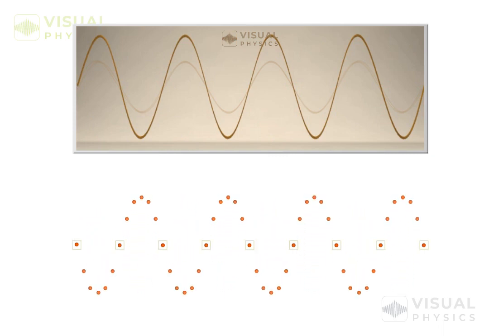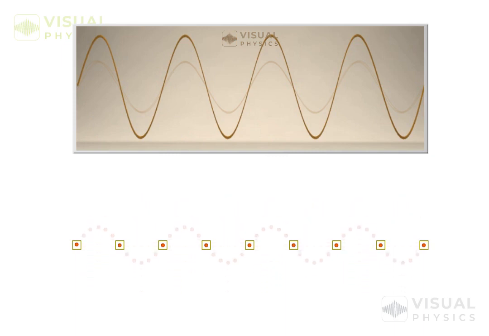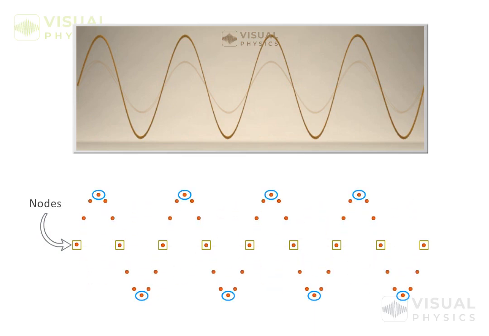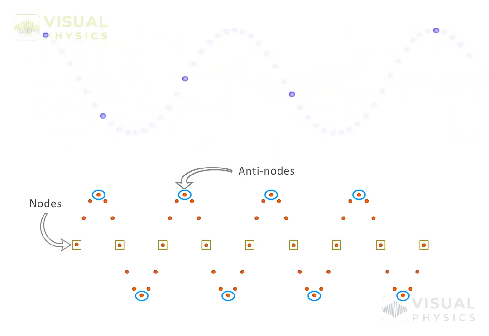Note that these points, where the particles do not move at all, are called the nodes of a standing wave, and these points, where the amplitude of the resultant wave is maximum, are called antinodes. Also note that, unlike a progressive wave, where the amplitude of oscillation of every particle is the same, in a standing wave, amplitude of oscillation of particles is not the same, but is a function of x.